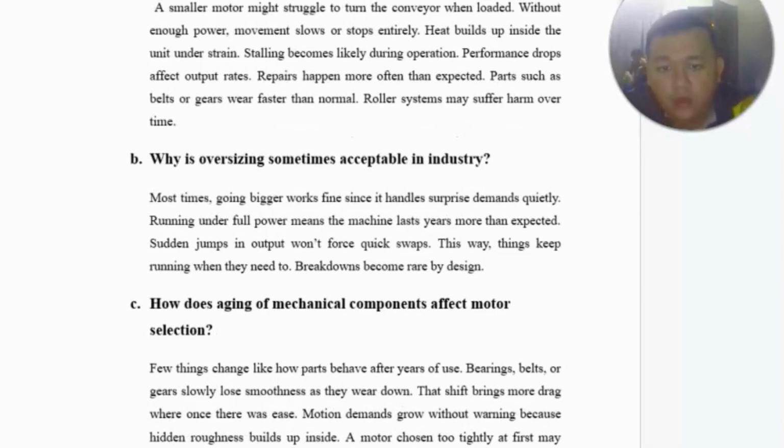B. Why is oversizing sometimes acceptable in the industry? Most of the time, going bigger works fine, since it handles throughput demand quickly. Running under full power means the machine lasts years more than expected. A sudden jump in output won't force a quick swap. This way, things keep running when they need to. Breakdowns become rare by design.